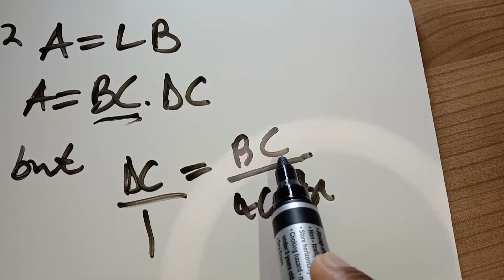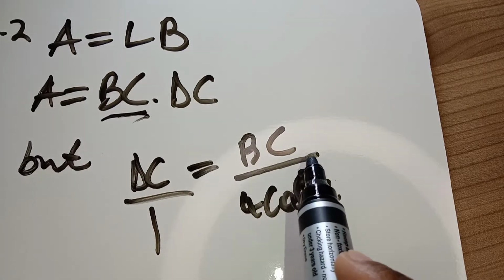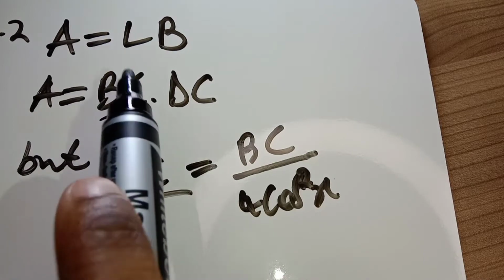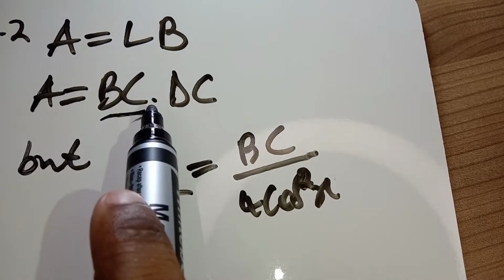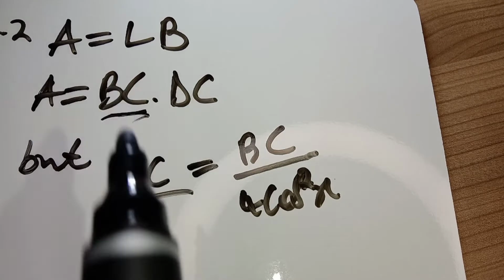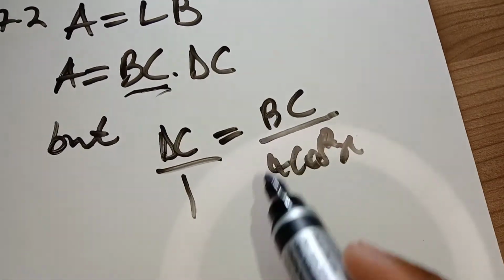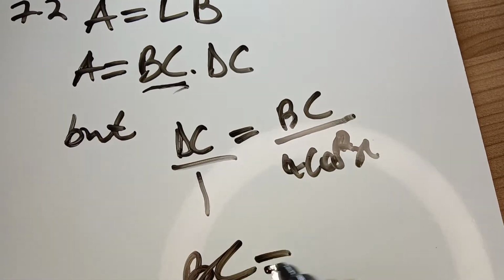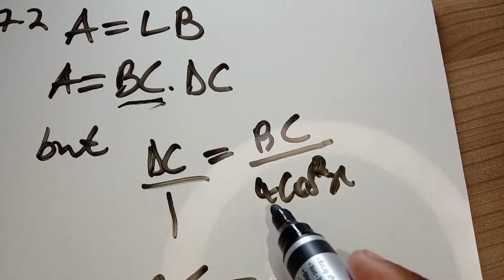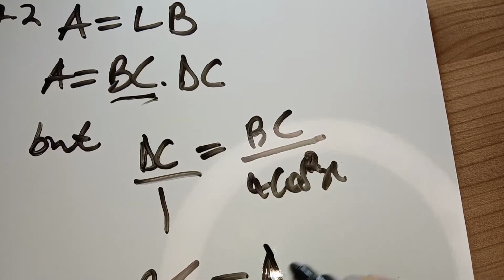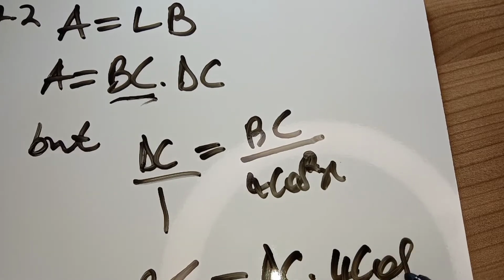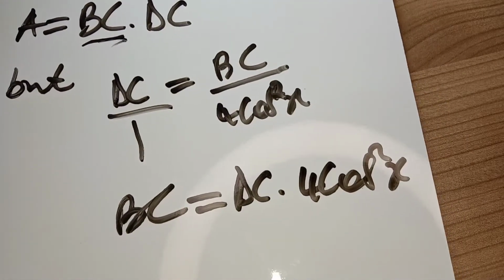We want to make BC the subject of the formula, because BC is a length. We don't want length here. We want to deal with breadth, because AB is a breadth here, okay? And our area is expected to be expressed in terms of breadth, okay? Then here we're going to say 1 multiplied by BC gives us BC, and DC multiplying the 4 cos squared x there. We have it like that, okay?